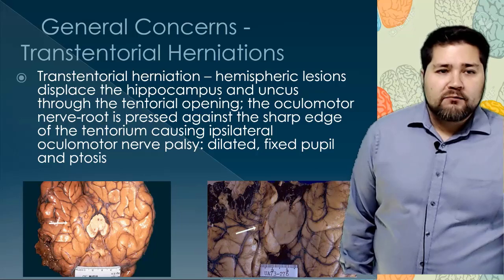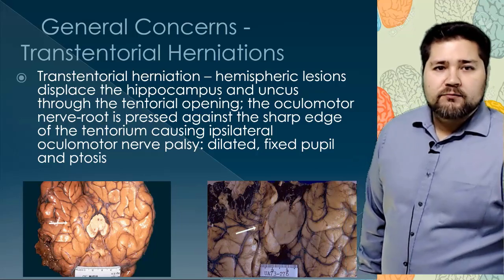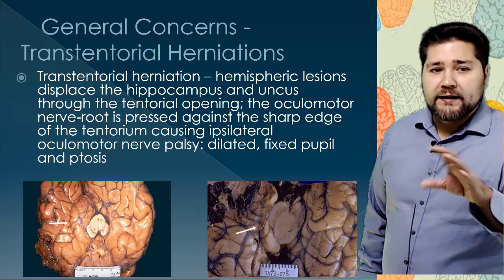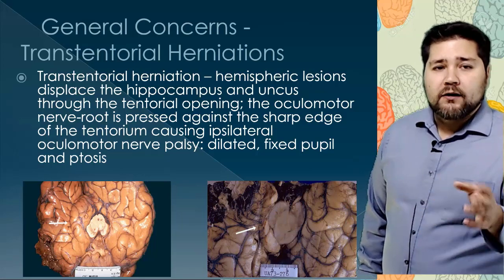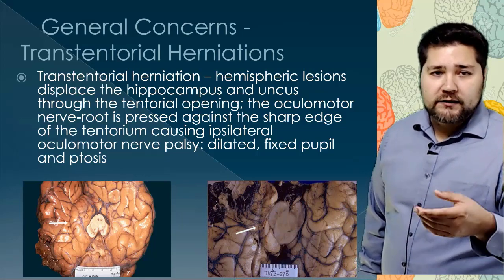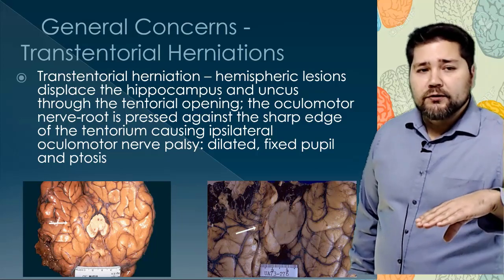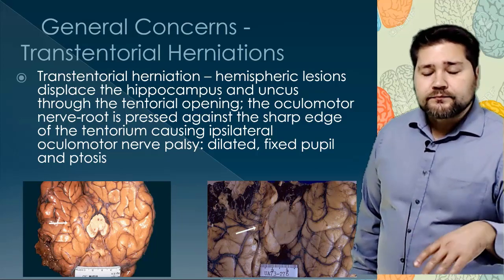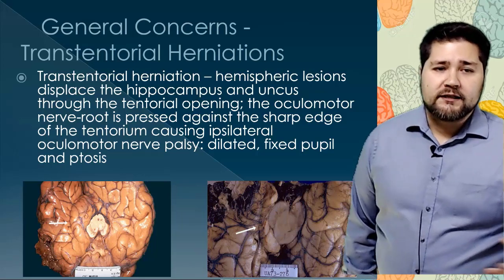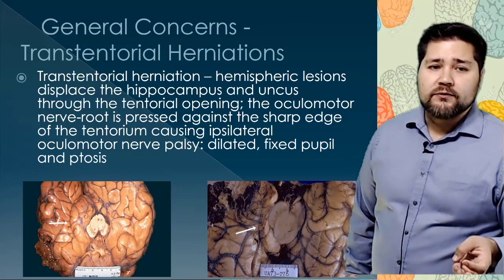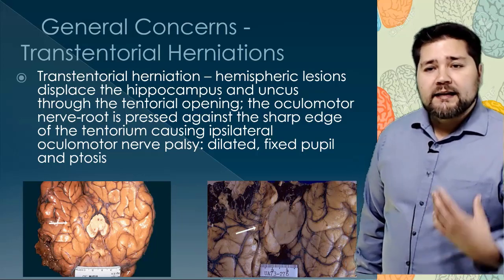Now, pinching off brain tissue is never good, but what can be most problematic in this particular region around that tentorium is our hippocampus and uncus that we looked at a little bit earlier. And what that could do is pinch the oculomotor nerve root just underneath it. Ultimately, that can lead to droopy eyes and fixed, dilated pupils. And that's going to happen on the same side.